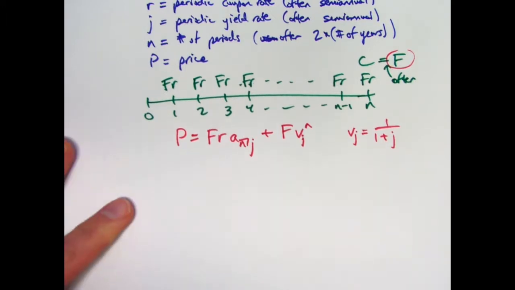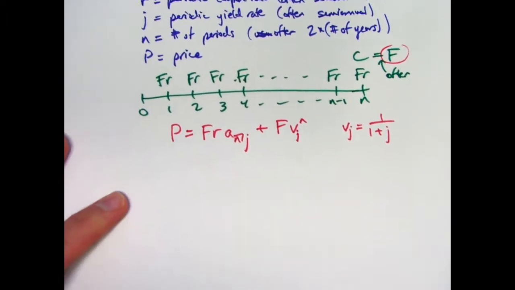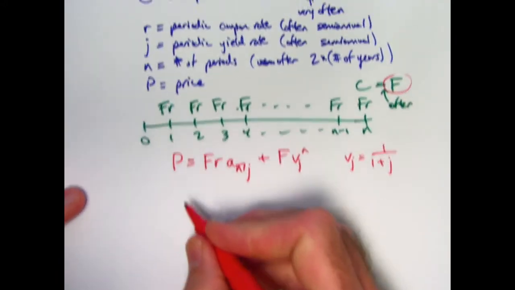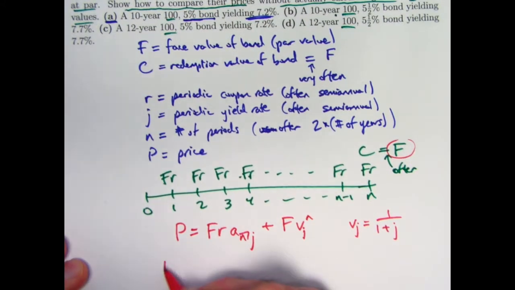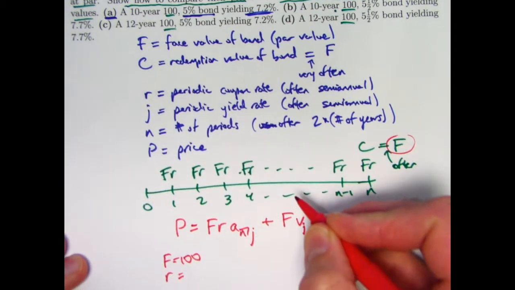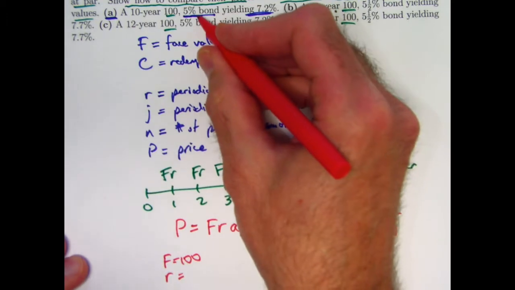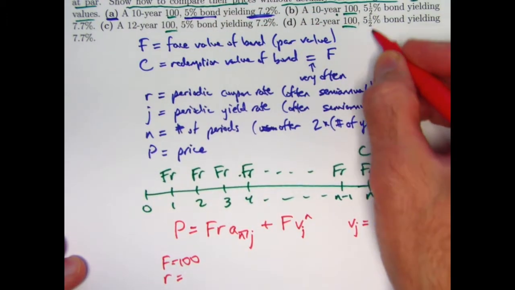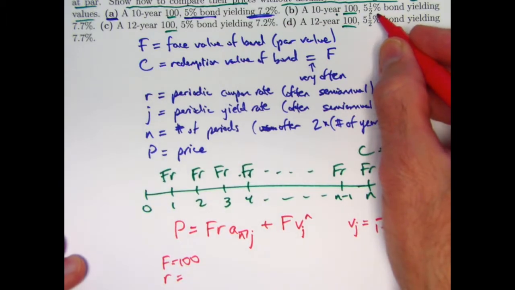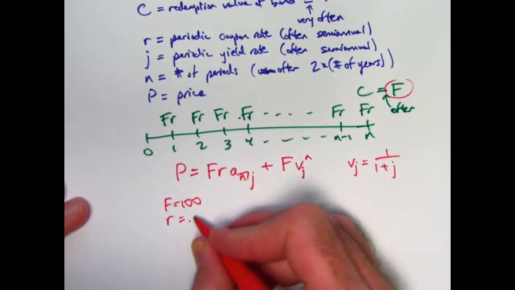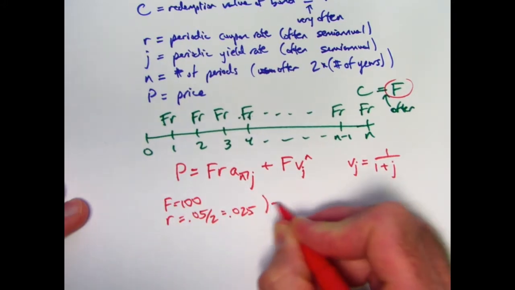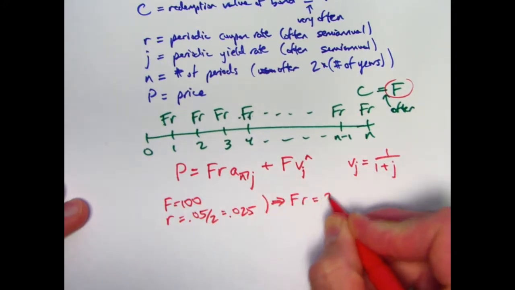All right, so let's go ahead and calculate this with a calculator. For part A, let's rewrite down the things in part A. F for all these parts is 100. For part A, the coupon rate is 5% divided by 2. That's the same as part C. For part B and D, it'd be 5.5% divided by 2. This is 0.05 divided by 2 is 0.025, which tells you that F times R is 2.5.